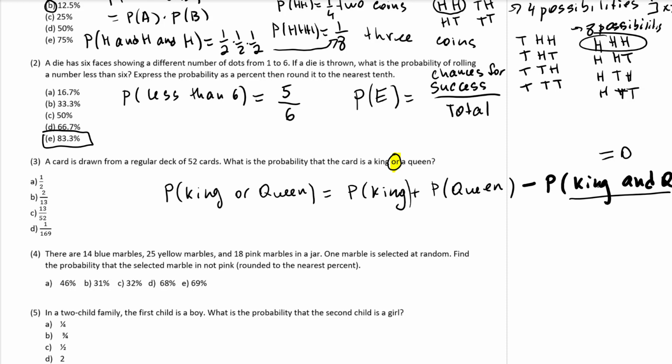But for now, we're counting successes for kings out of 52 cards, and for queens out of 52 cards. You can just add them right away and put it under 52. Then simply reduce this. Divided by 4, you get 2 over 13. And that makes sense because there's one king and there's one queen within one suit. You see it? So it's 2 out of 13.